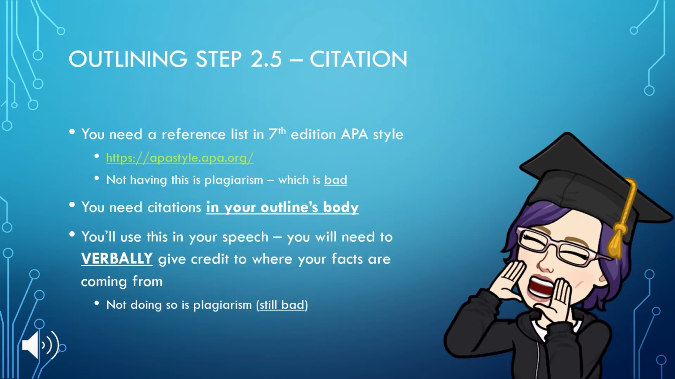While we're talking about research, let's quickly talk about citation. A citation is a reference to a source that you got information from. You'll need to have them both in your written outline, at the end of the outline, and in your presented speech. A good rule of thumb is that any information or thought that didn't come directly from your head needs to be cited. At the end of your written outline, you're going to need a reference list in APA style. I've included a website here that will answer all your questions about how to do this.